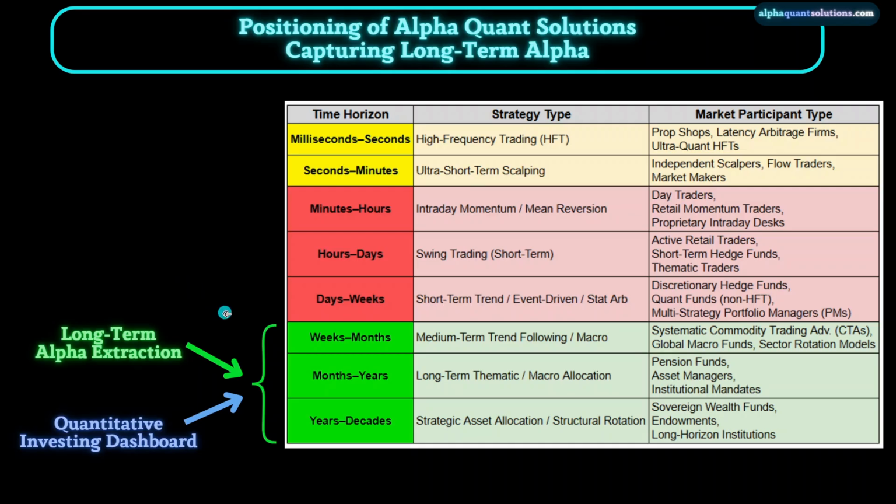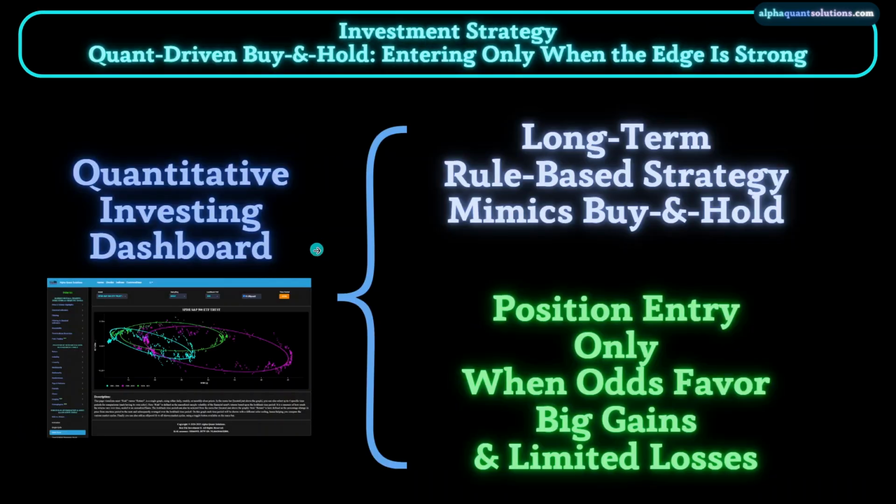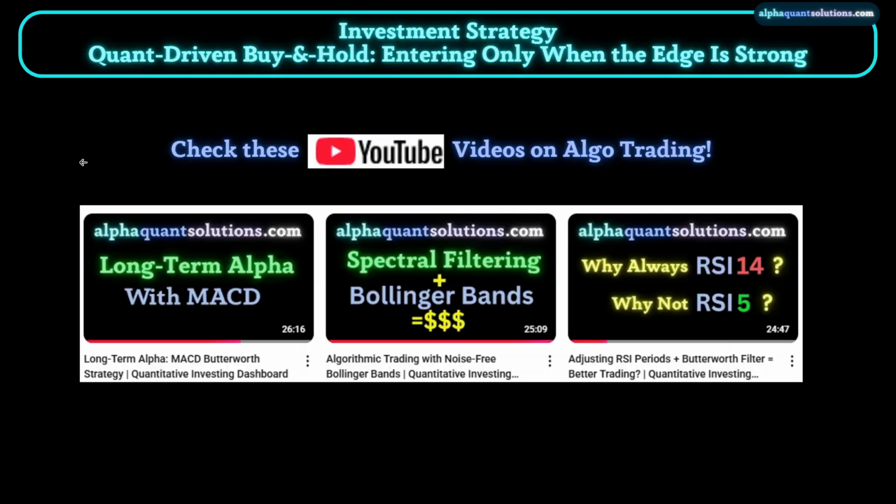Indeed, this strategic investment zone is exactly where we have positioned our company, Alpha Quant Solutions, to capture long-term alpha. And we do this using our quantitative investing dashboard. Essentially, the visuals of our platform allow us to derive long-term, rule-based strategies that mimic buy and hold. But the difference is that we will only enter the market when the odds favor big gains and limited losses.